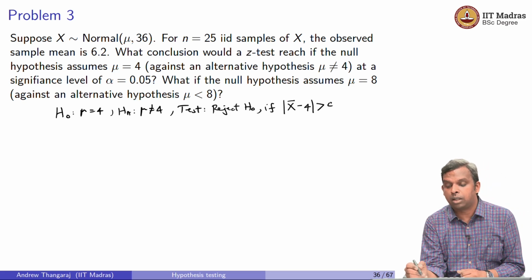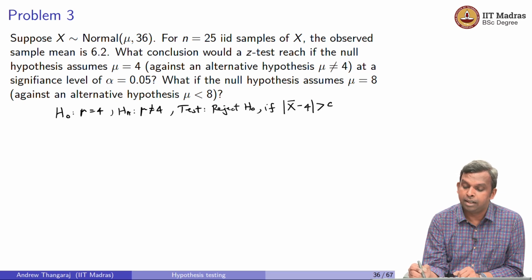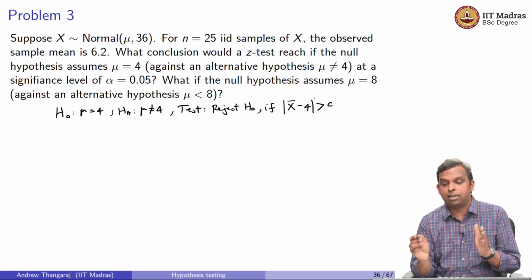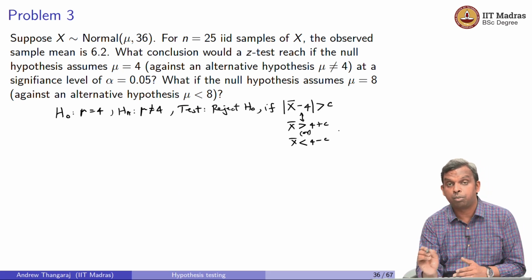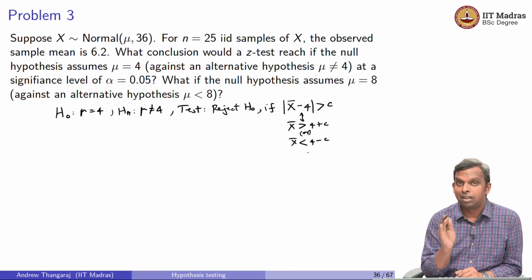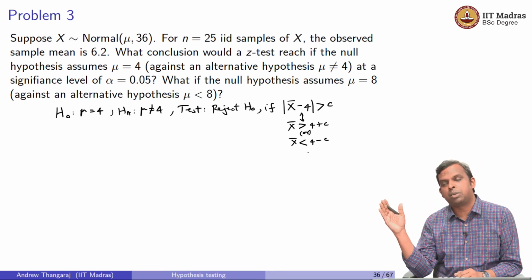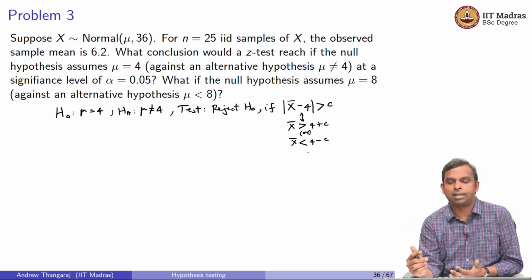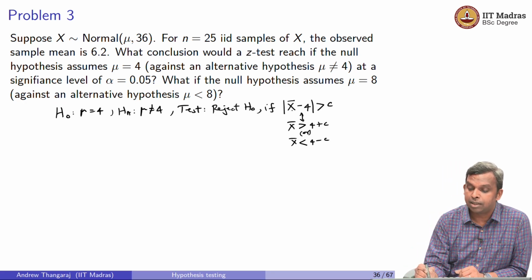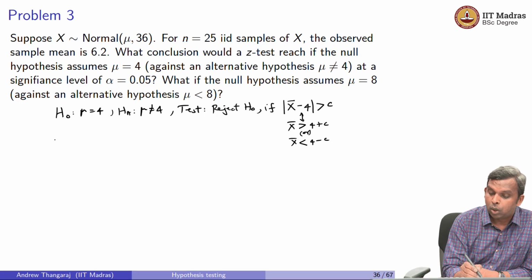Remember, notice how the test suddenly changes in character. I have to reject on two sides. So this is the same as x bar greater than 4 plus C or x bar less than 4 minus C. So both cases. 4 is your main thing. If you are above 4 by too much or below 4 by too much, you're going to end up rejecting the null hypothesis. So it's an obvious test. Pay attention to this. This is important.